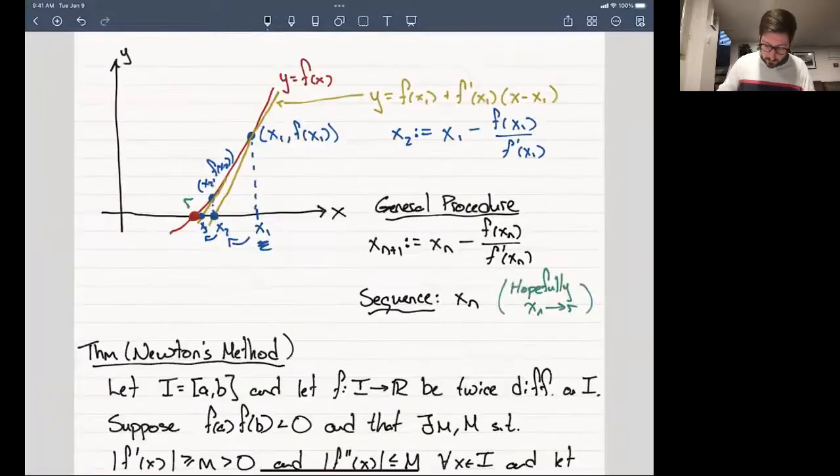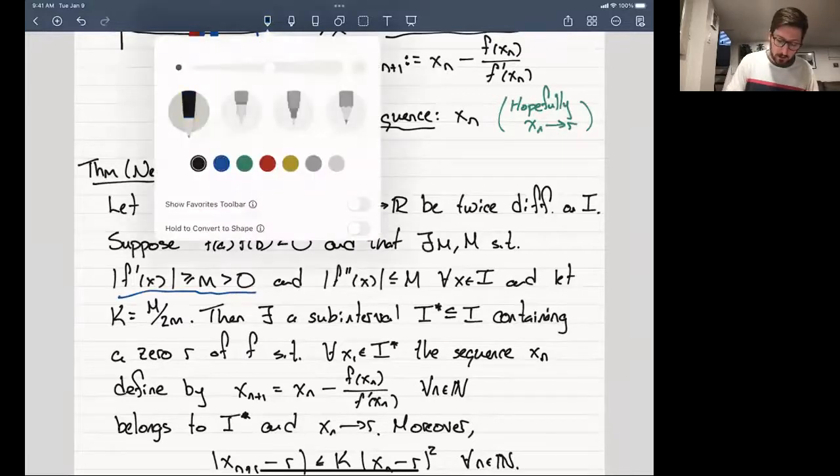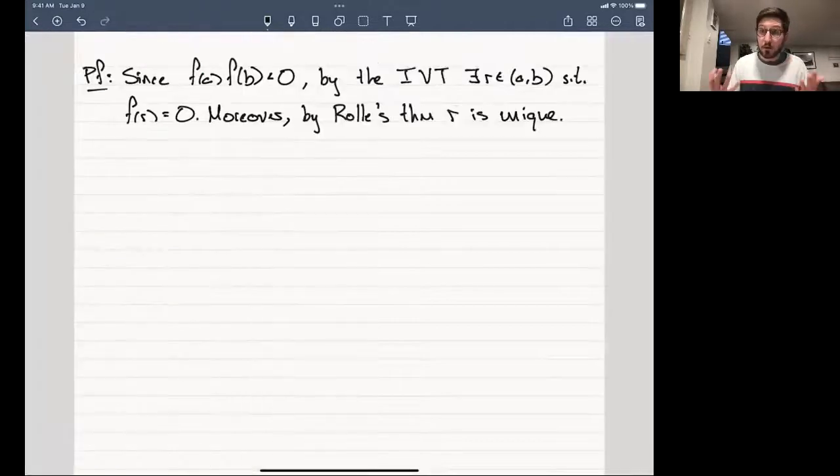But if you look at my assumptions here, I've assumed that the derivative can never be 0, right? f prime of x, I'll just underline it, f prime of x is bounded away from 0 on the entire interval, which contradicts what Rolle's theorem gives us, which tells us we have to have a unique root. Okay, so this is how we can use Rolle's theorem to tell us that we have unique roots of functions.